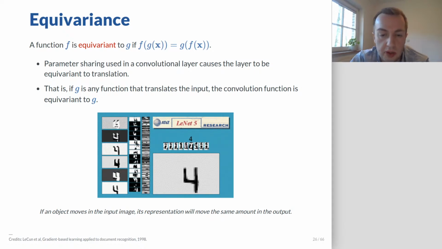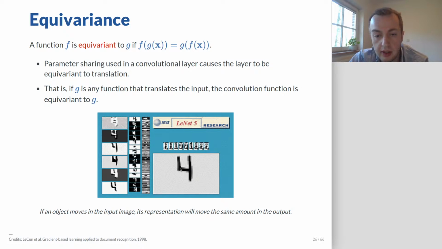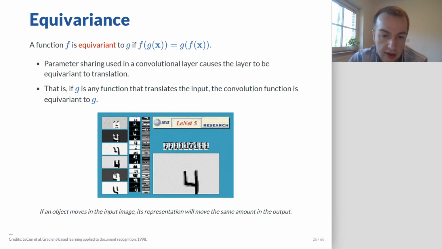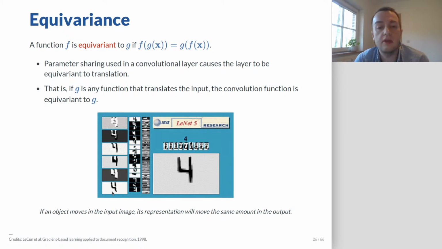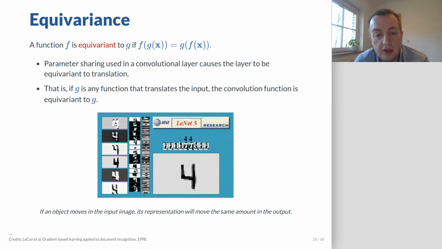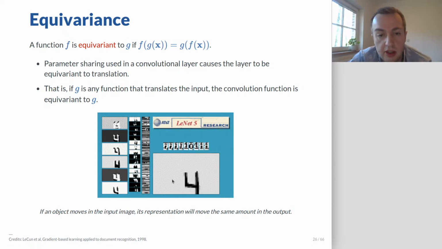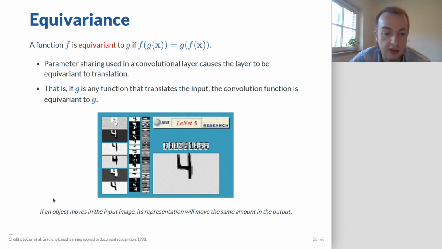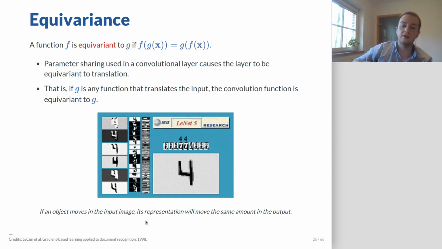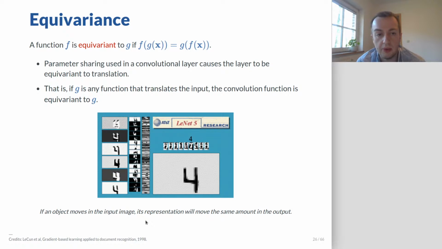And this is what you see in the animation. This is the input image, and the first column on the left represents the output of 6 different kernels in a convolutional neural network. And this would be a first layer of convolution. And what you see here is that if you shift the input image, the result in the output of the convolutional layer is also shifted by the same amount. Right? So if an object moves in the input image, then its representation will move by the same amount in the output.